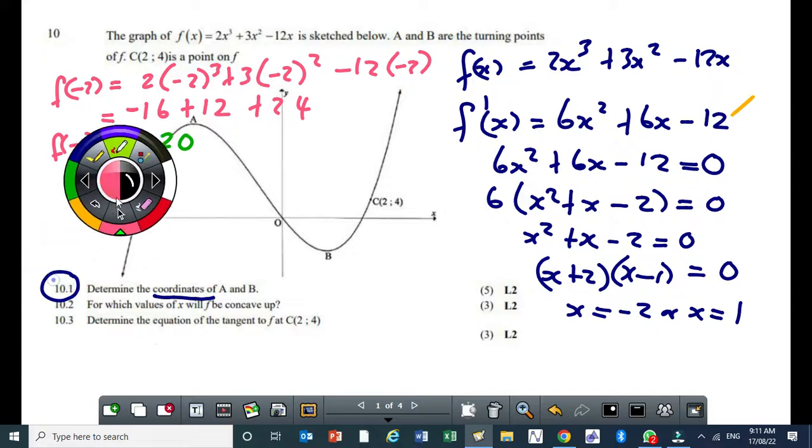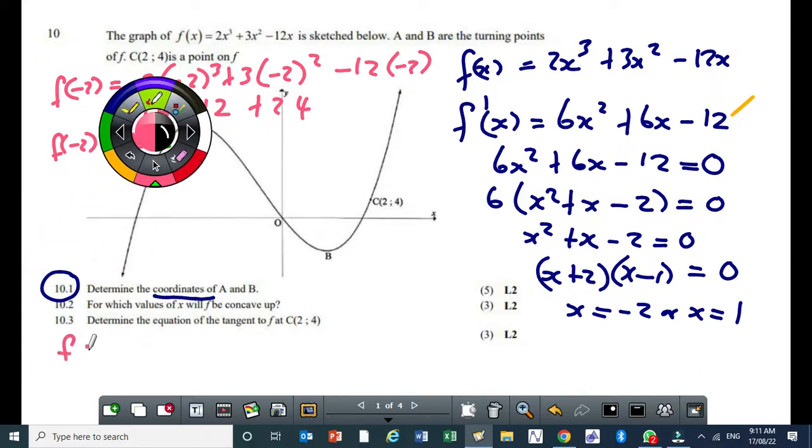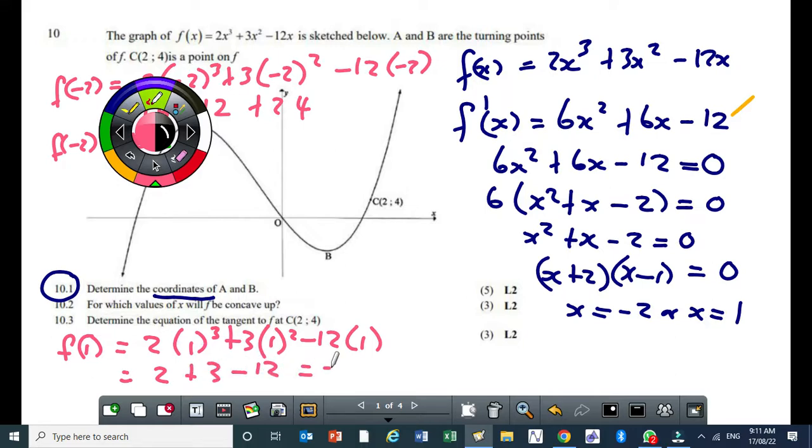Then, when x is 1, so we'll say f of 1 is equal to 2 times 1 cubed plus 3 times 1 squared minus 12 times 1. So this will give you 2, that will be plus 3 minus 12, you get negative 7. Therefore, the coordinates of A are x is minus 2, y is 20. The coordinates of B, x is 1 and y is negative 7.